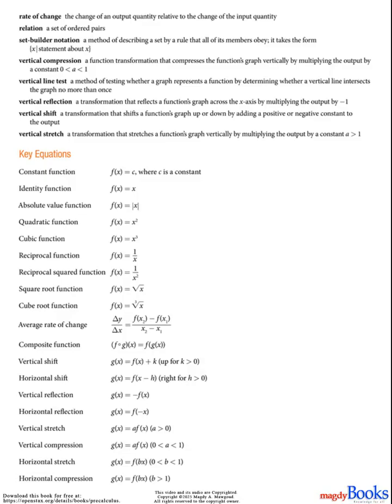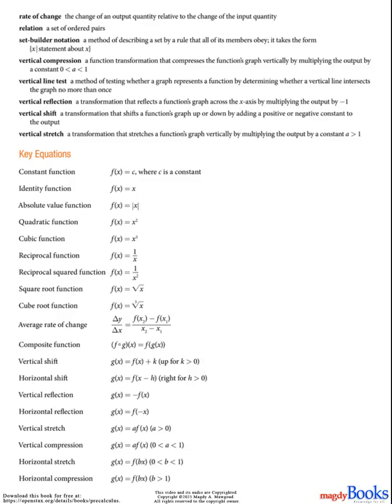Average rate of change: delta y over delta x equals f of x sub 2 minus f of x sub 1, divided by x sub 2 minus x sub 1. Composite function: f composed with g at x equals f of g of x. Vertical shift: g of x equals f of x plus k. Up for k is greater than 0.